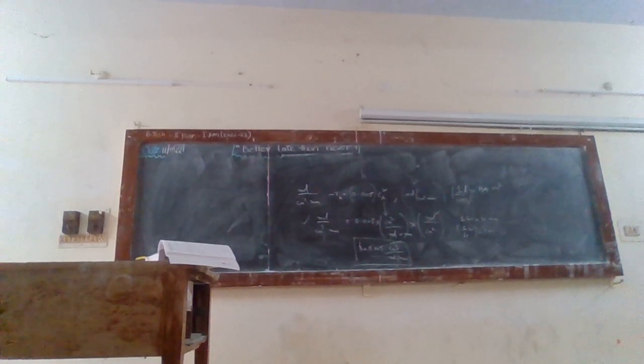Understood the problem? It's a very simple problem. What is the rate expression given? What is the final unit of rate? And we know the units of concentration. You just do the manipulation to get the units of K.